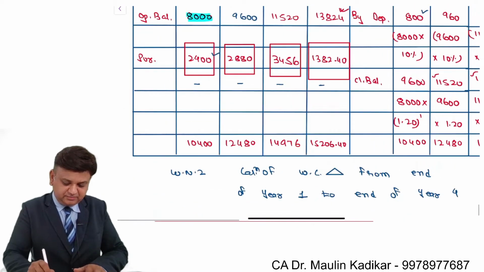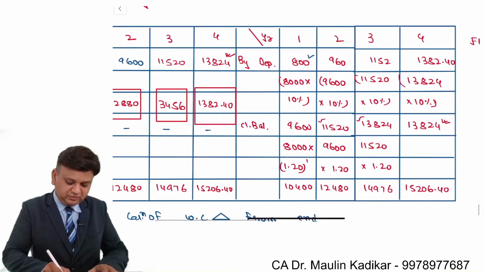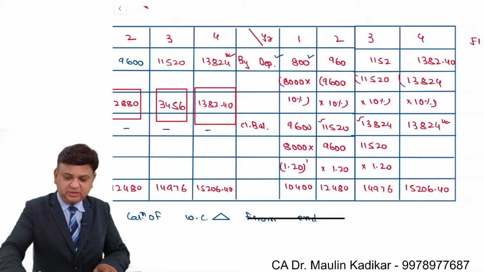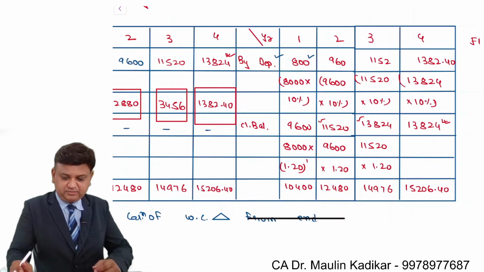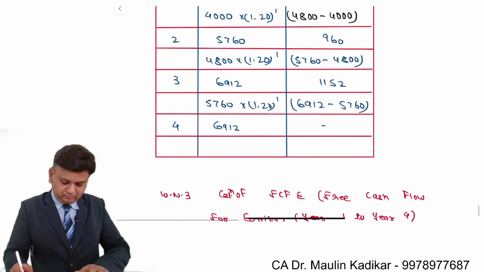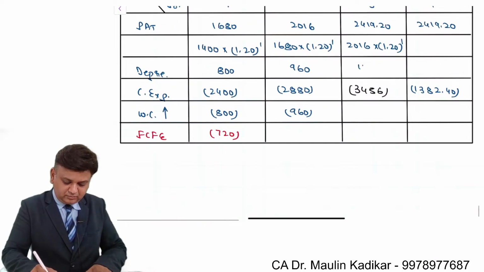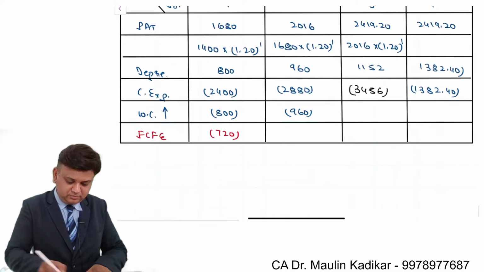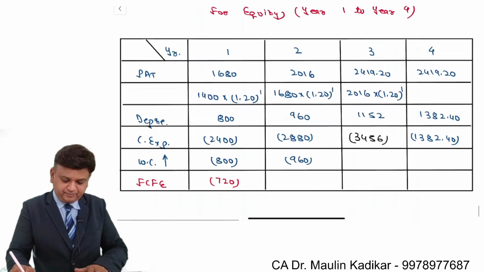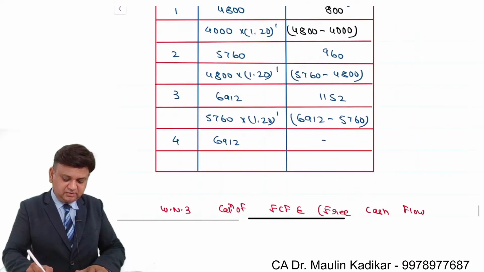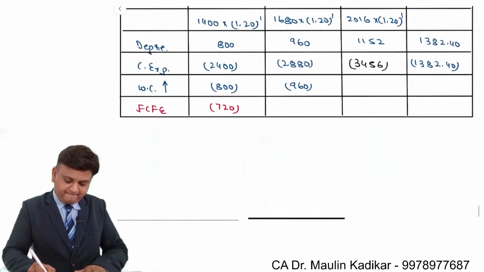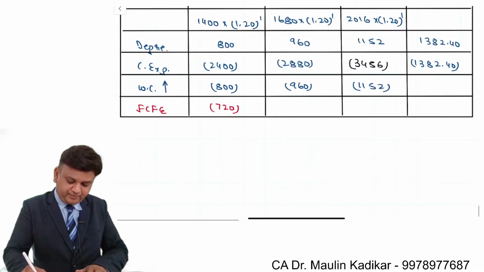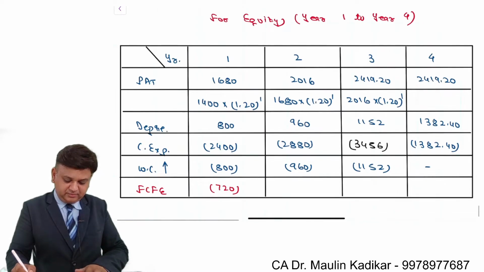Next is depreciation. Third year it is 1152 and last year it is 1382.4. As far as the working capital is concerned, 1152 is an amount of investment. Afterwards, there is no investment to be made.